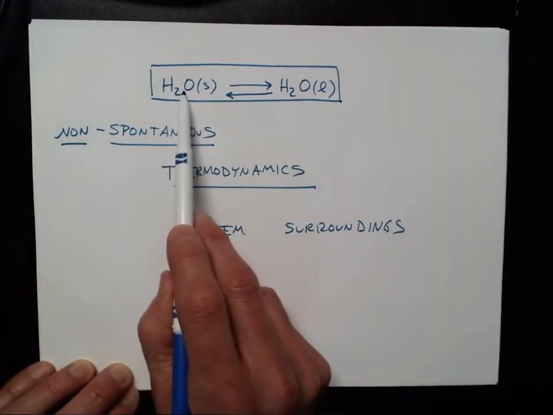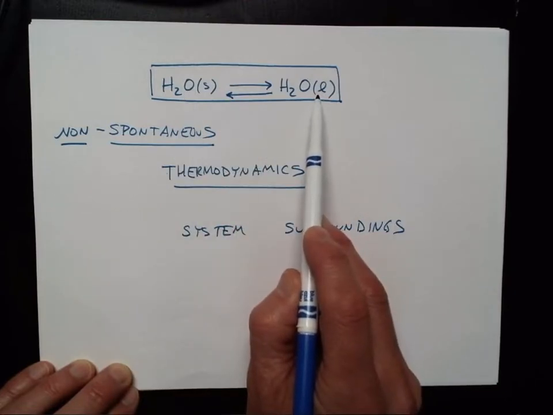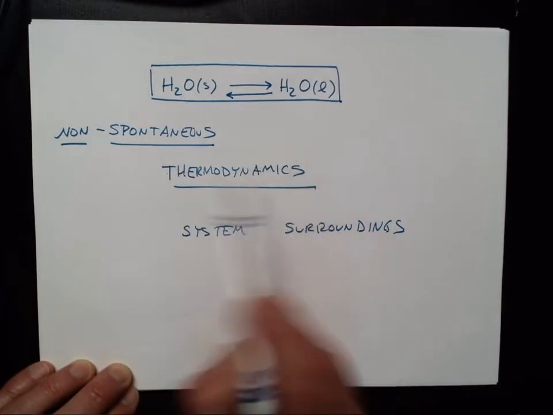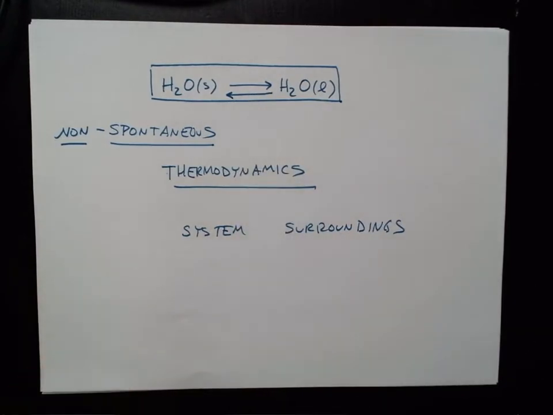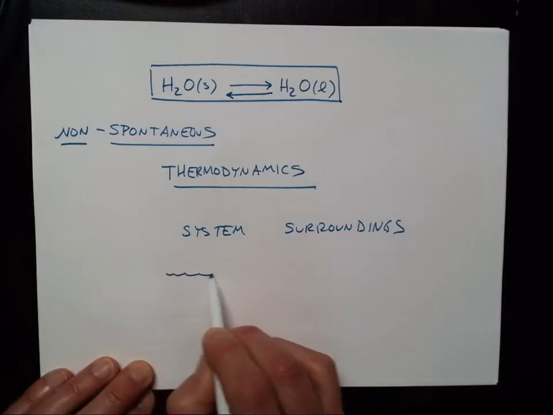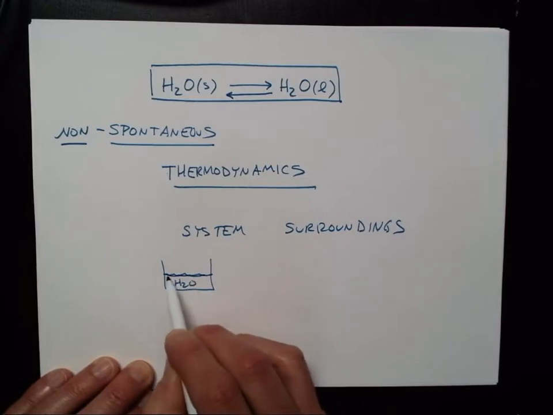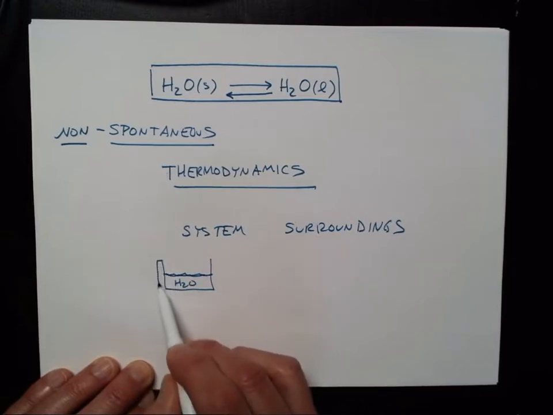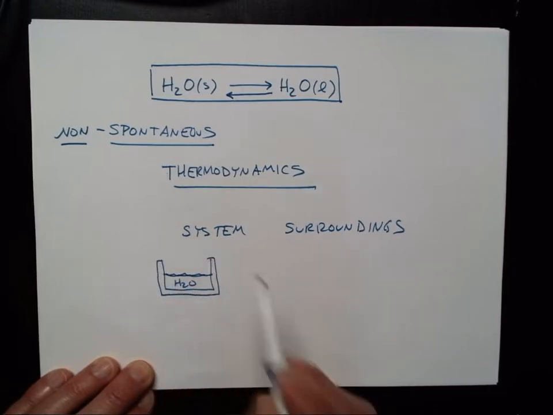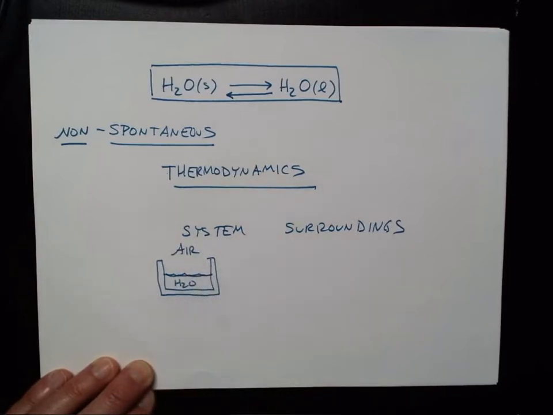It could be a block of ice. It might be some water in an ice cube tray. That would be the system. All of that water would be the system. The surroundings, let's say it's some water in an ice cube tray. Well, let's see. We've got some water in an ice cube tray. The water itself is going to be the system. The ice cube tray, that's going to be part of the surroundings. The air, we'll say it's in a freezer. The air in the freezer, that's going to be part of the surroundings.